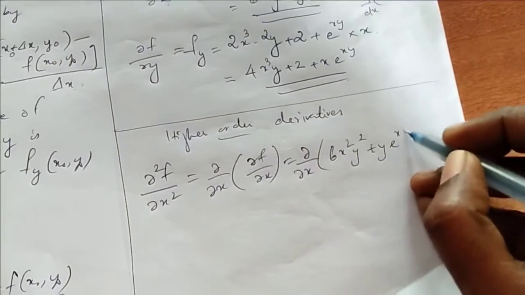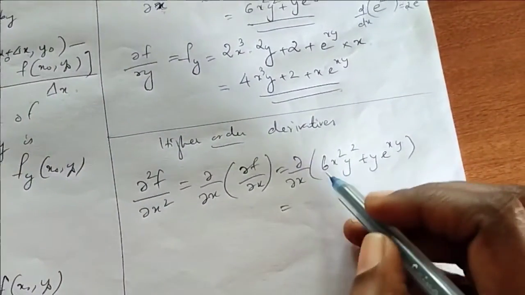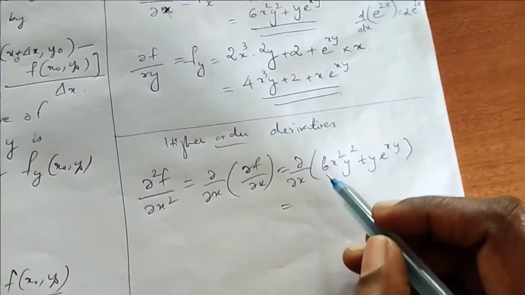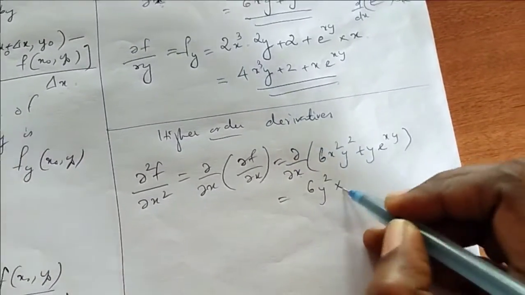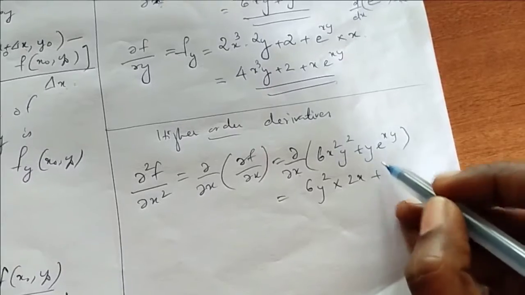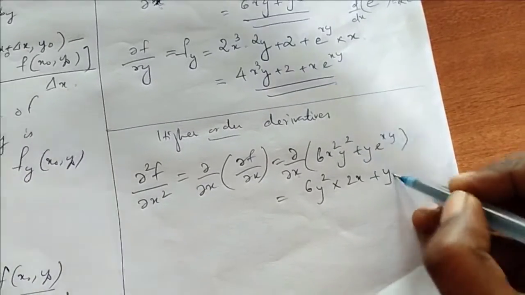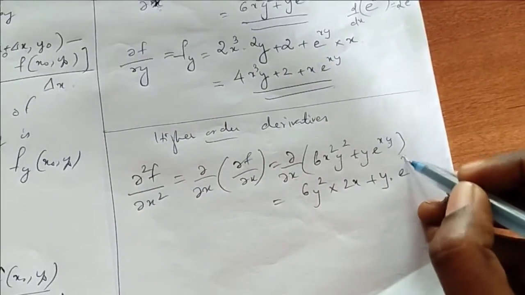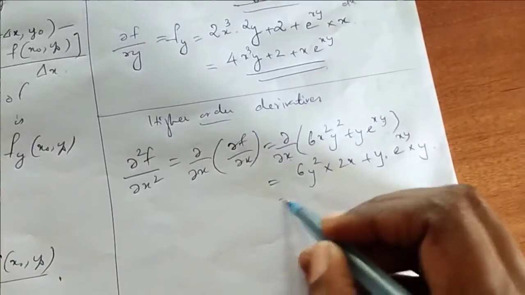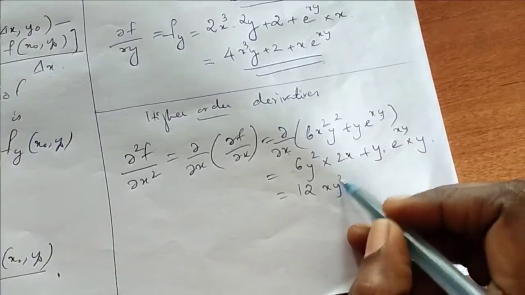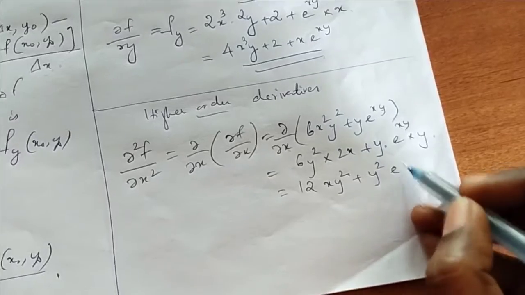Okay, y e raised to xy. Then what? Derivative with respect to x means y is a constant. So 6y² into 2x plus, here y is a constant, e raised to xy derivative is e raised to xy into y with respect to x. So it is 12xy² plus y² e raised to xy.